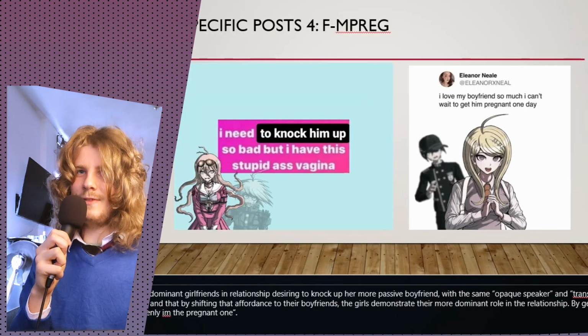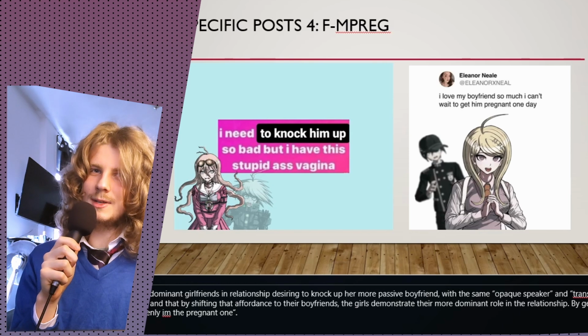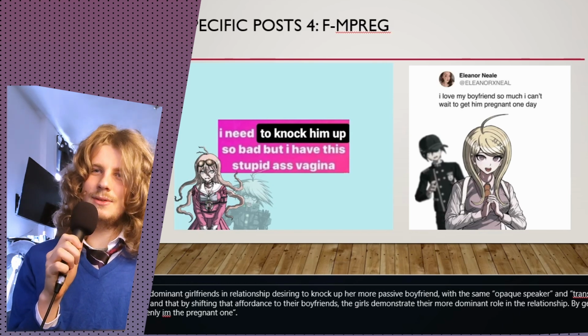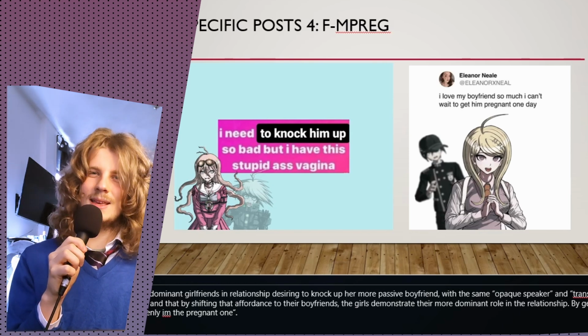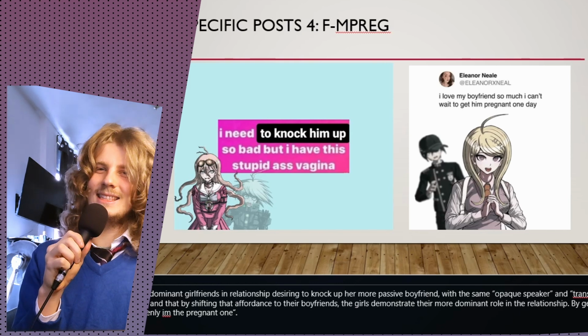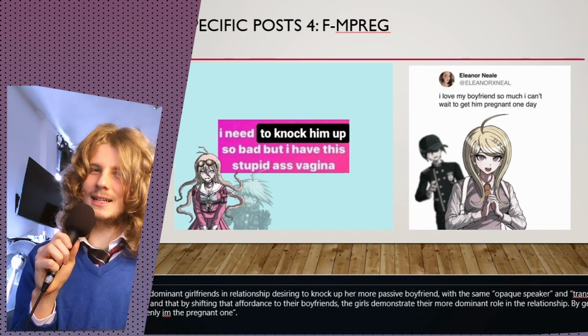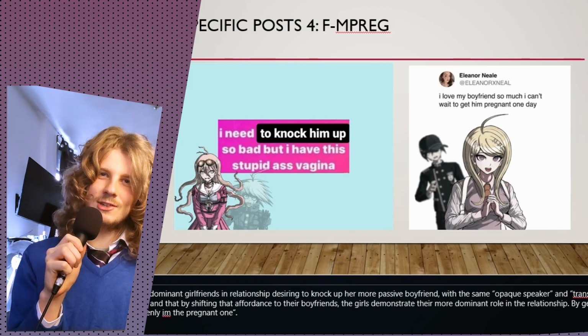Next, we have the FMPreg posts. So what we have here is Miu and Kaede both wanting to get the other person in their relationship pregnant, which is Kibo and Shuichi.